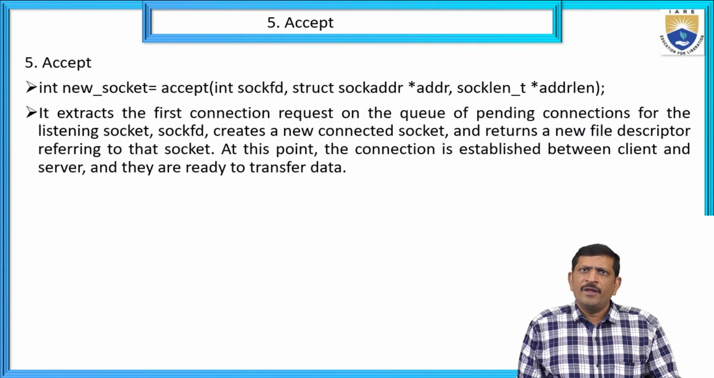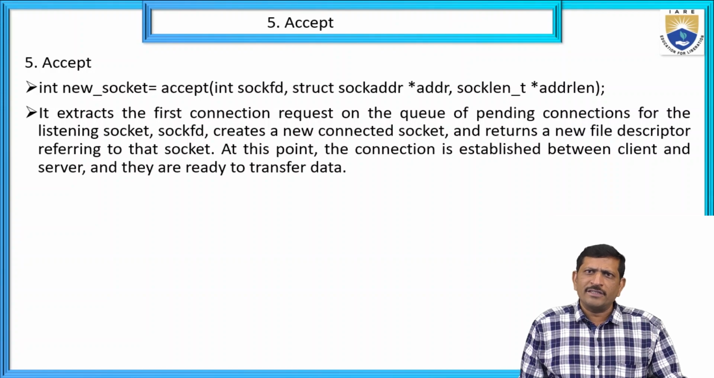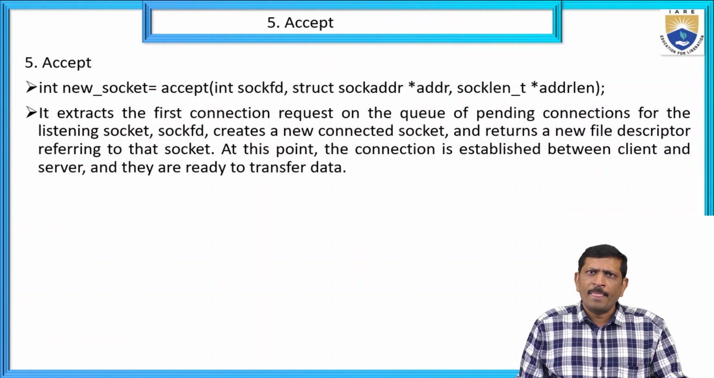If it is refused, it won't accept the data packets from the clients. If it is accepted, it receives the data packets from the client into a new socket, that is accept(int socket FD, struct sockaddr *ADDR, socklen_t *address length). It extracts the first connection request on the queue of pending connections for the listening socket.